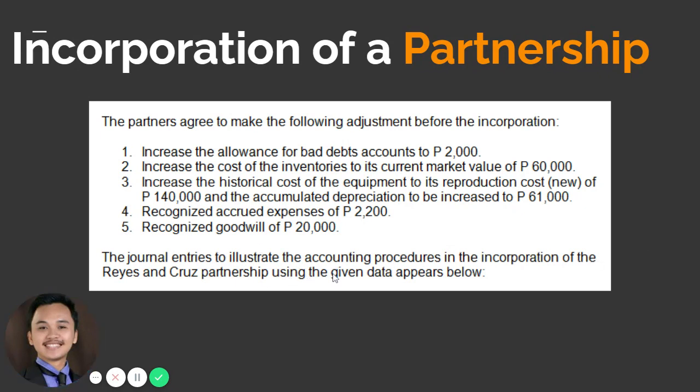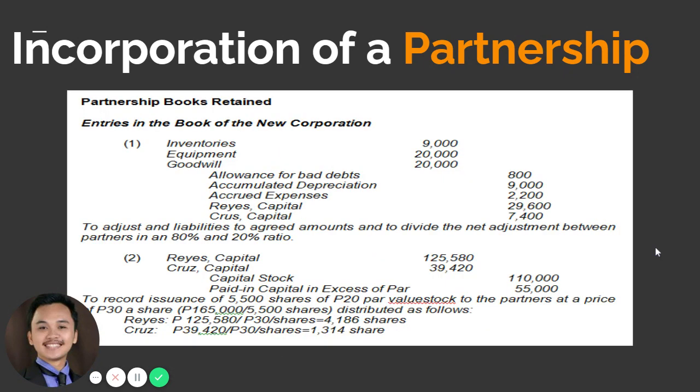So, the journal entries to illustrate the accounting procedures in the incorporation of the Reyes and Cruz partnership using the given data appear as follows. We have here the entries in the books of the new corporation. Record all the assets and liabilities of the partnership. So debit inventories, equipment, and then goodwill.